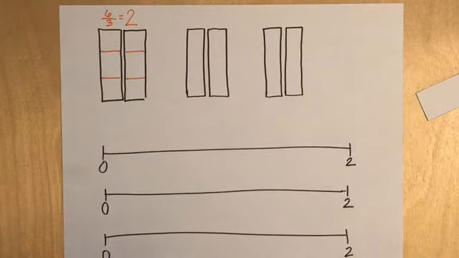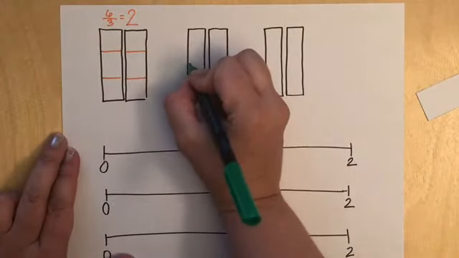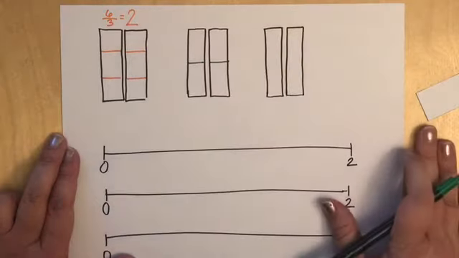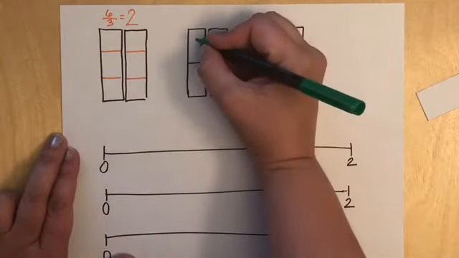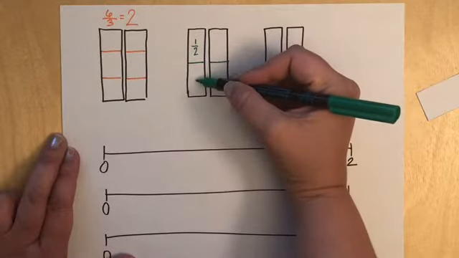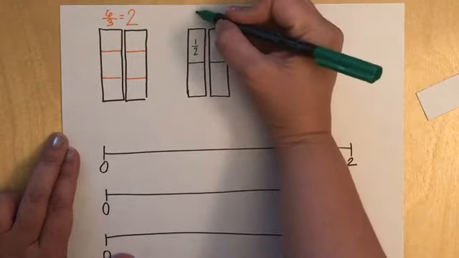All right, let's see our next one. This time we're going to do our halves. So we're going to divide each of our wholes into half. So if each of these is 1 half, we have 1 half, 2 halves, 3 halves, 4 halves, or 2 wholes.